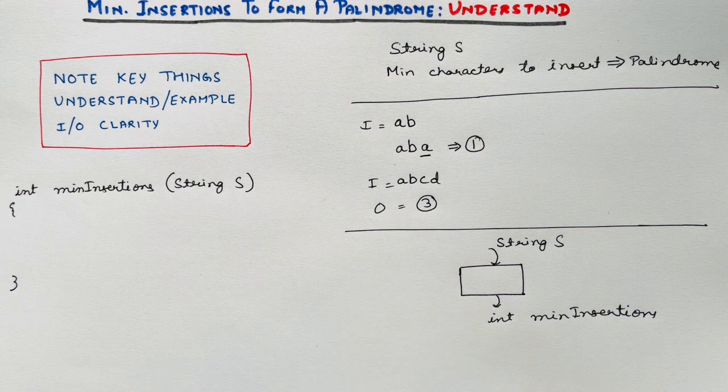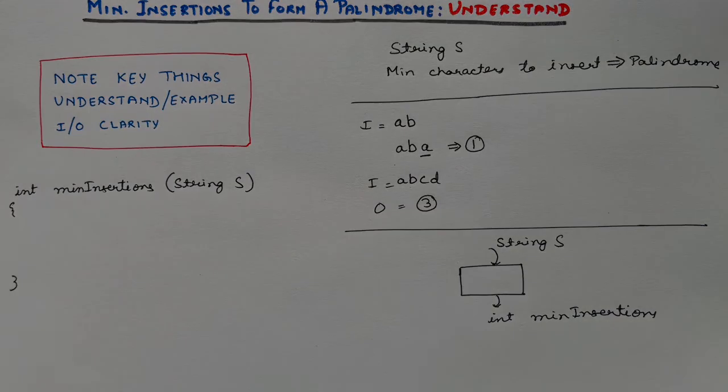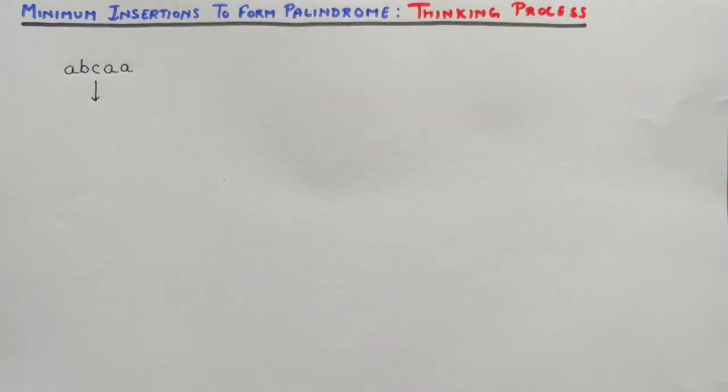So if we consider our solution as a black box, we are getting a string S as an input and we have to return an integer as an output. So what will our function signature look like? Our function signature will look something like this. Let's start thinking about this with the help of an example.